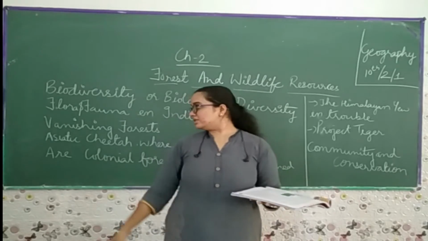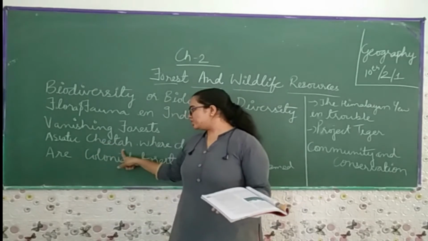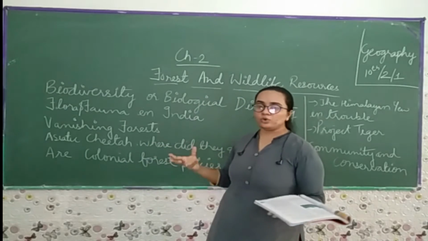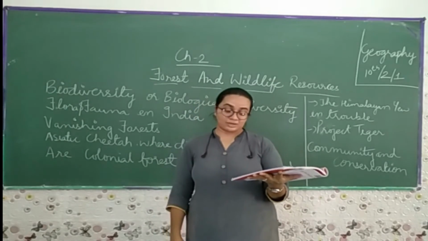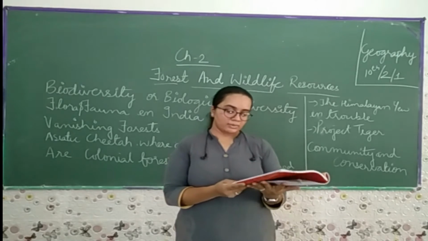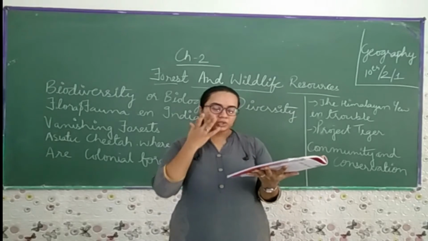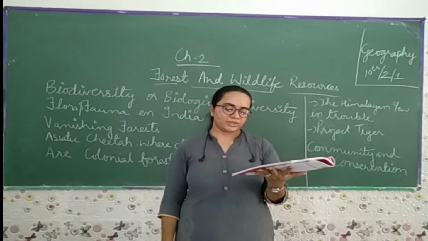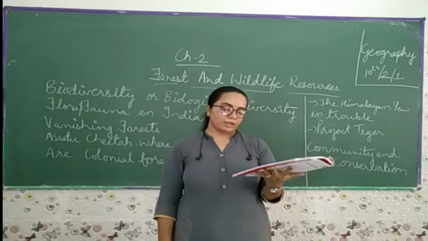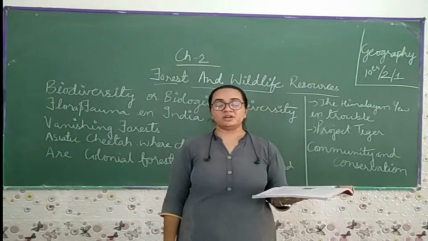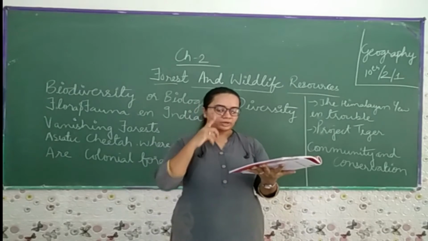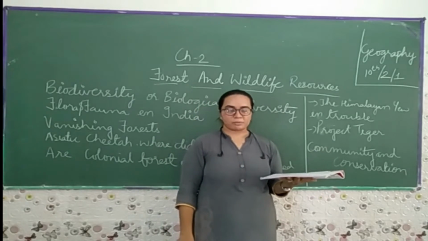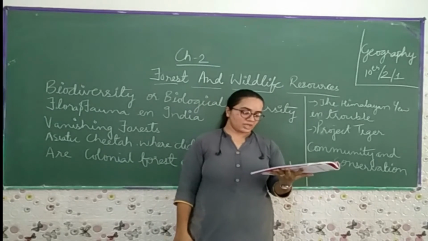Now come to the next topic, the Asiatic cheetah. Where did they go? Nobody knows. The world's fastest land mammal, the cheetah, is a unique and specialized member of the cat family and can move at a speed of 112 km per hour. The cheetah is often mistaken for a leopard. Yes, a number of people mistake it for a leopard.